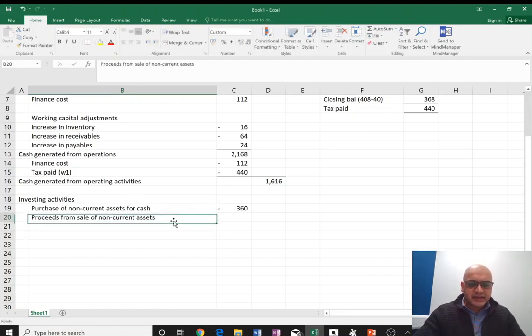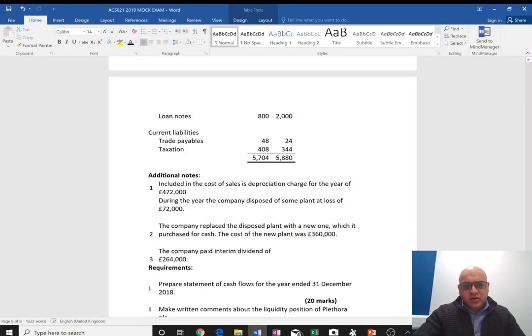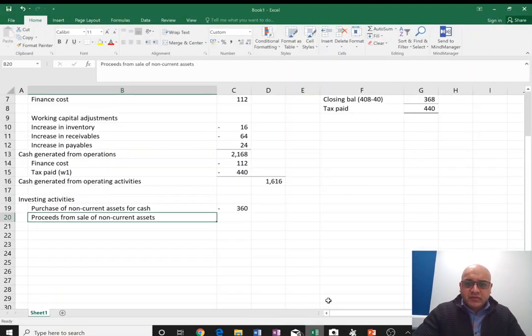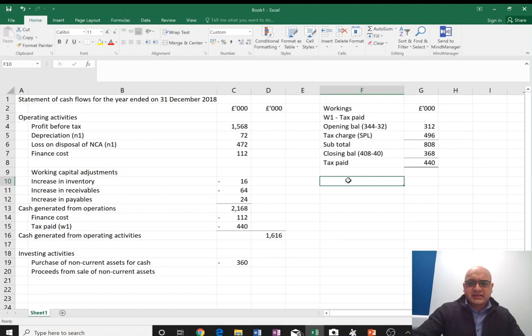Right. Now this is going to be a bit tricky because we know that we made a loss on the sale, but we don't know how much cash we generated. We can find out if we have the carrying value of the plant that we sold, then we can deduct this loss from it and we can find out how much cash we got, right? So let's do a little working for that. Again, just underneath the tax working, we'll call it working 2, and this is proceeds from sale of non-current assets.